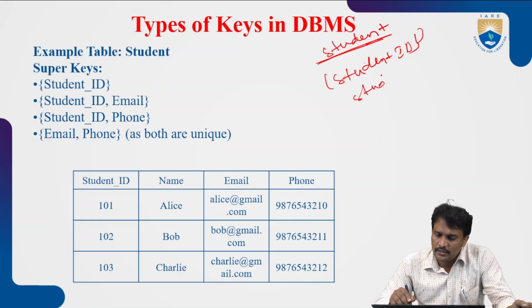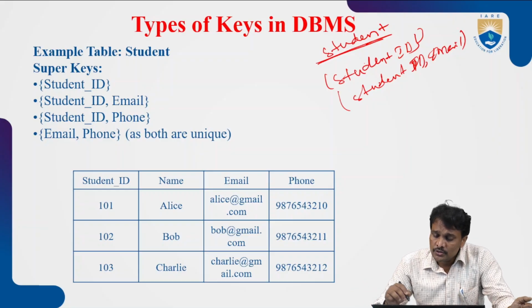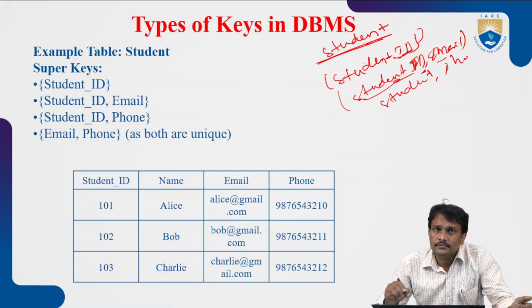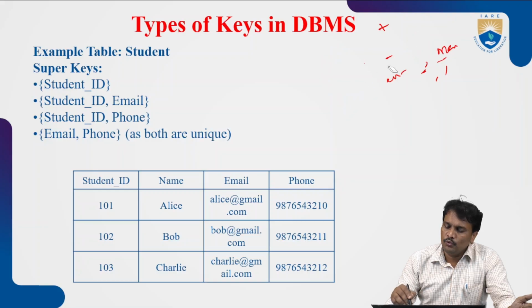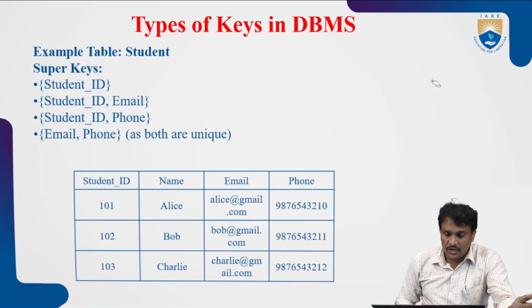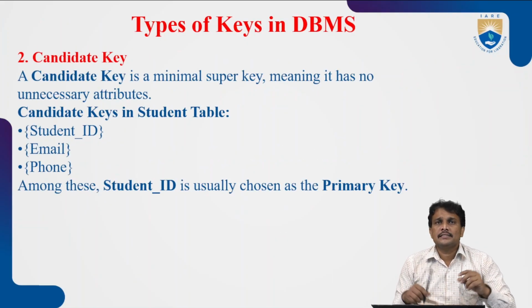Student ID, comma, email is also a combination of attributes that uniquely identifies. Each student has one ID and one email. And student ID, phone number, email, phone, both are unique. So these are the examples for the super key: one or more attributes that uniquely identify a tuple. That is nothing but the super key.